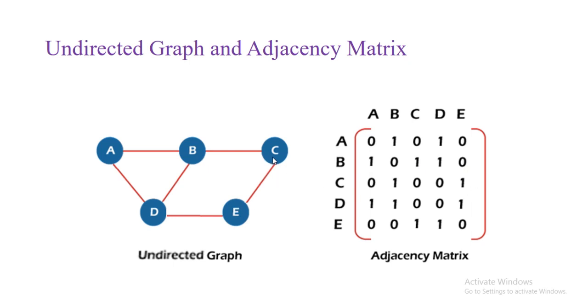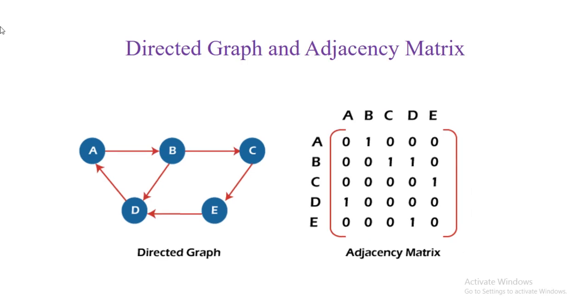Consider the next vertex, C. Then C to B, edge is present, so write 1 here. C to E, edge present, write the 1 here. And so on. So you can represent the undirected graph as an adjacency matrix in this way.